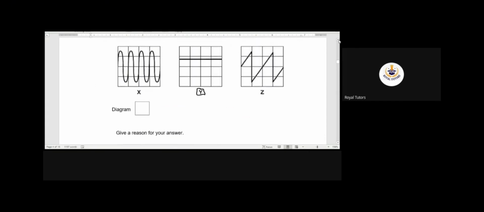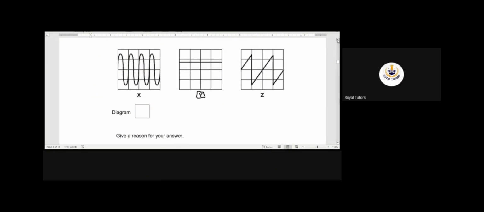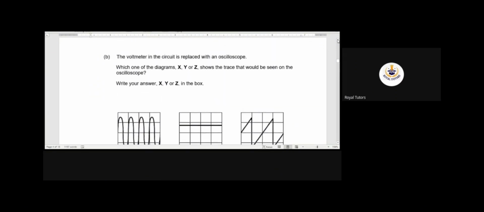Because if you look at it, Y shows a direct current. If you look at the question from the beginning, we said that direct current is current that's always in the same direction. Y shows a direct current, and that is why it is the answer. That is why we picked Y amidst all that right there.